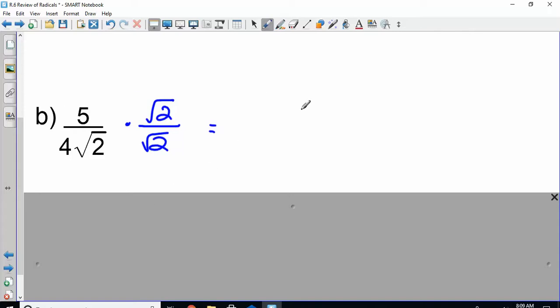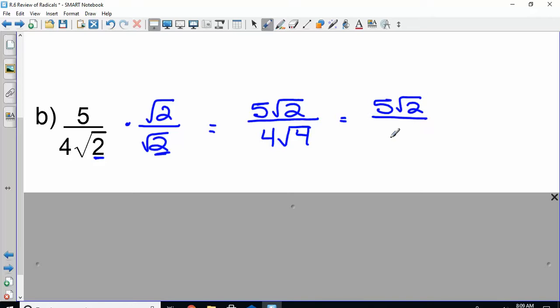So on top, 5 times the square root of 2, 5 square root of 2. On the bottom, 4 radical 2 times the square root of 2. If I multiply those together, I get the square root of 4. But the square root of 4 is 2. So the bottom is really 4 times 2, which is 8.